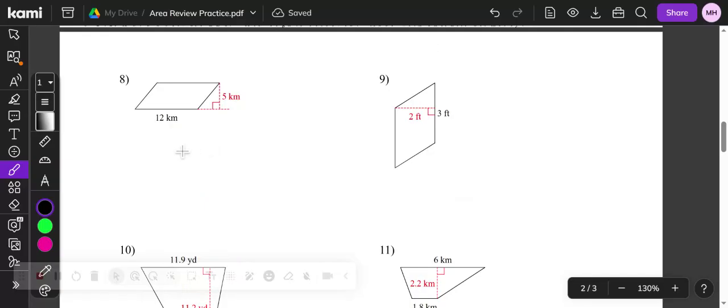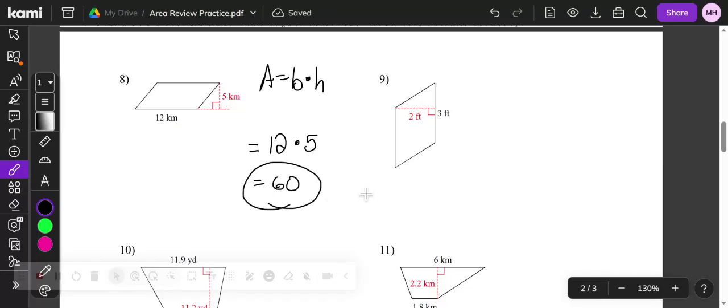All right, a parallelogram is also base times height. Area equals base times height. Okay, the base is 12, so we're going to do 12. The height is 5. 12 times 5 is 60. All right, the base for this one would have to be this 3. The height is 2. So 3 times 2, 6.